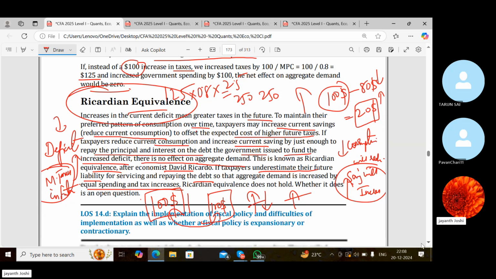However, now what the government will do is increase taxes, and the government will spend that money on the economy. So Ricardian equivalence does not hold. Whether it does is an open question. That's all.